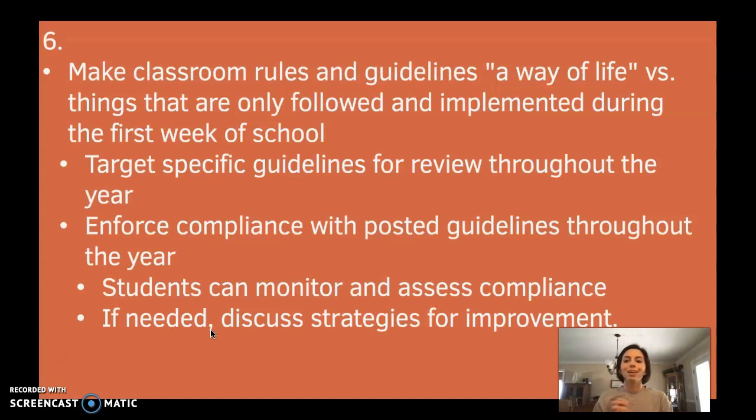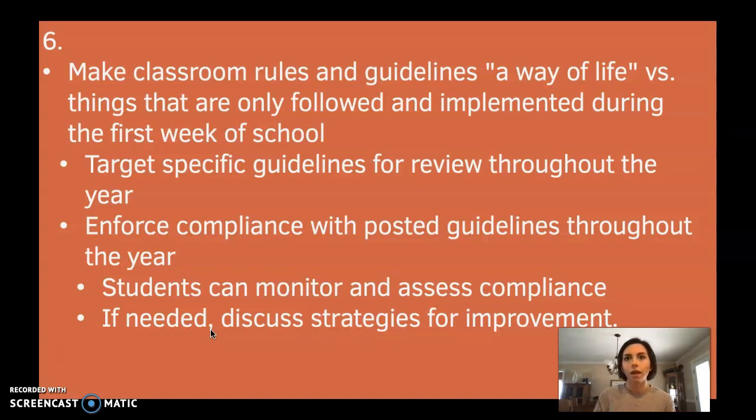Make the classroom rules and guidelines a way of life versus things that are only followed and implemented during the first week of school. We know that our teachers, when we were in K-12, always did this. They had their rules, but were they really implemented throughout the year? More than likely not. You want to target specific guidelines for review throughout the year. And as a teacher, you need to enforce compliance with posted guidelines throughout the year as well. Students can monitor and assess compliance, and if needed, discuss strategies for improvement.